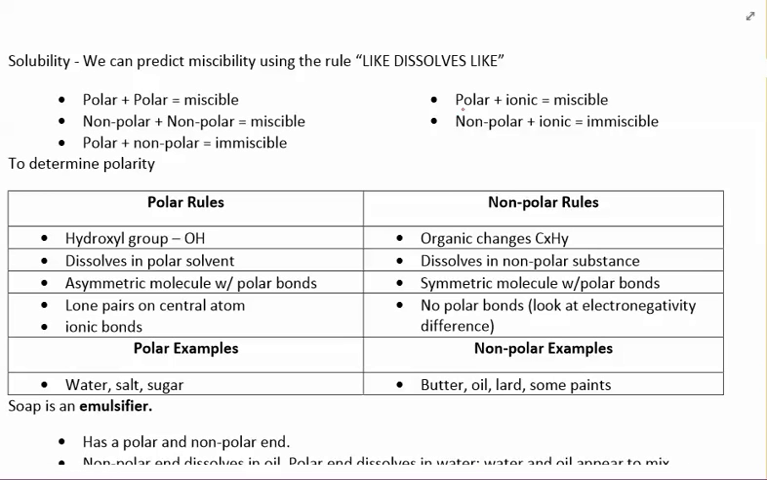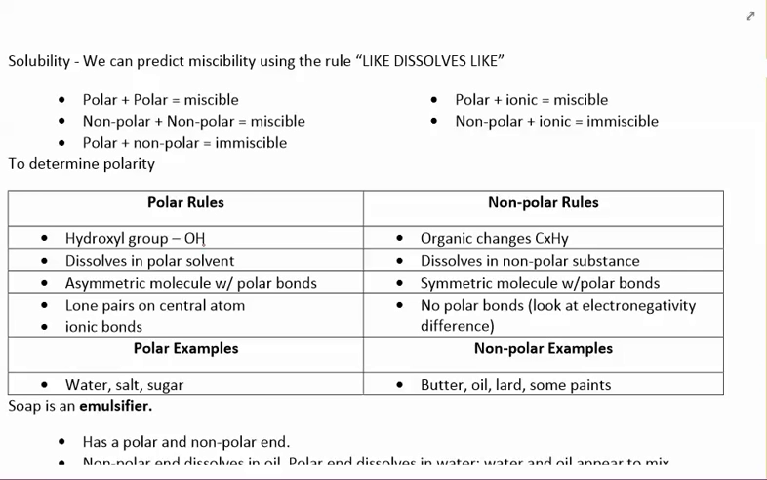So just remember a few rules about polarity and polar and non-polar. So polar things, if it has a hydroxide group, OH, it's polar. It's asymmetrical with our polar bonds. Remember the trigonal pyramid or the bent shape are considered asymmetrical. Lone pairs on the central atom. The other interesting thing here is that ionic bonds are considered polar. Non-polar things, if we have organic substances such as CH substances, it's going to dissolve.